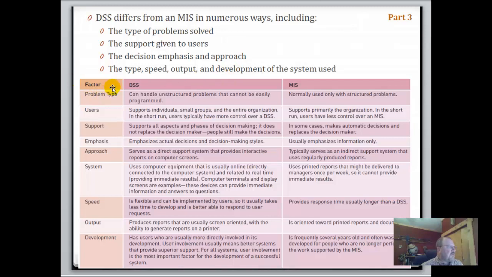So with this particular chart here, the problem type is a factor. DSS can handle unstructured problems. MIS is normally used only with structured problems, meeting payroll, dealing with inventory issues. Users, support individuals, small groups, an entire organization. Users typically have more control over a DSS and it supports primarily individuals, and an MIS supports primarily the organization. In the short run, users have less control over an MIS, so much of this is automated. Support approach system, users' computer equipment that is usually online and related to real time.